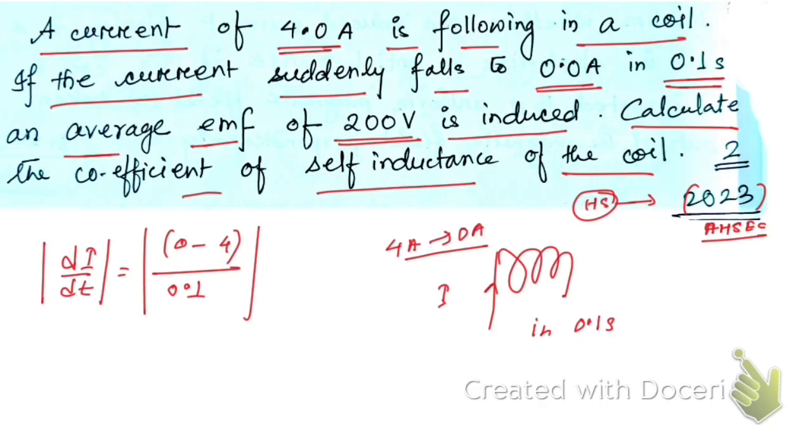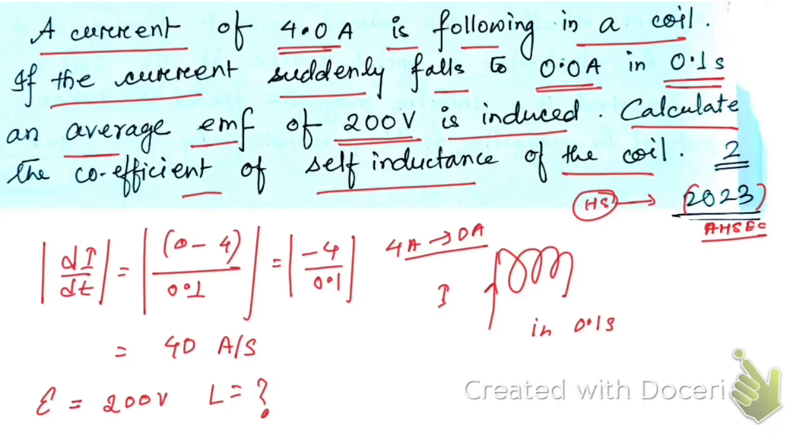Hope you have understood this. So it's going to be equal to minus 4 by 0.1, and mod means here we're going to ignore the minus sign. 4 divided by 0.1 means 40, so that's going to be 40 ampere per second. That's what we have got. The average EMF is given, the average EMF is 200 volt. We need to find the self inductance, that is L.